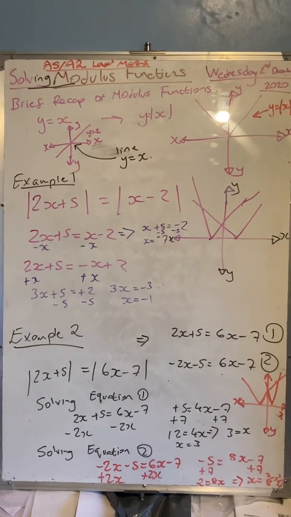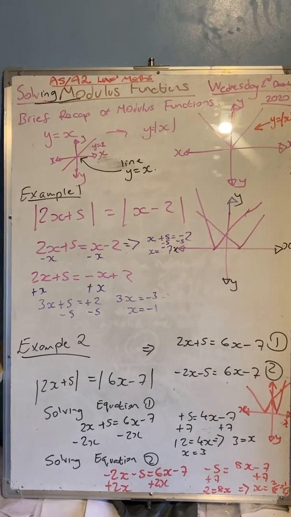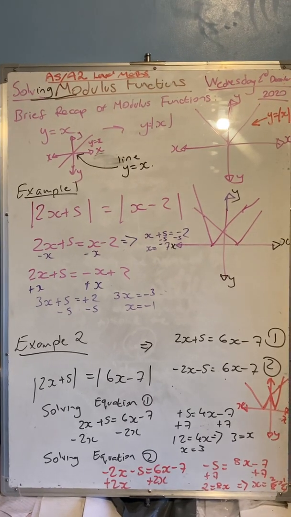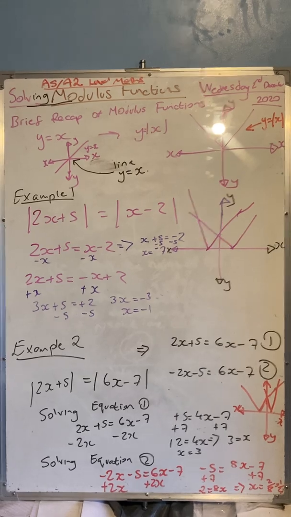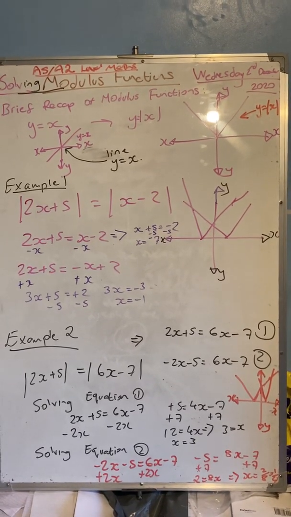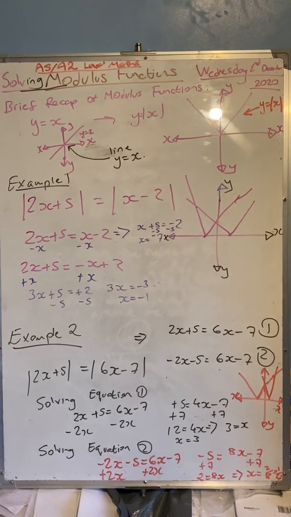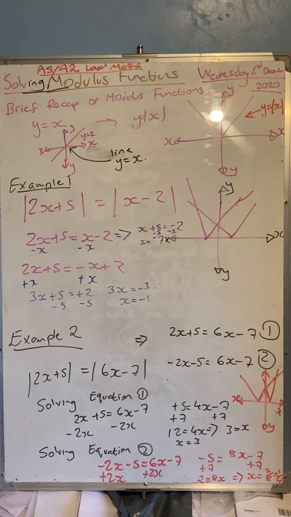Example number 2. It says solve modulus of 2x plus 5 equals modulus of 6x minus 7. Solving this, taking the modulus out of the 6x minus 7 part, I get 2x plus 5 equals 6x minus 7, which is equation 1. And then minus 2x minus 5 equals 6x minus 7 for equation 2.